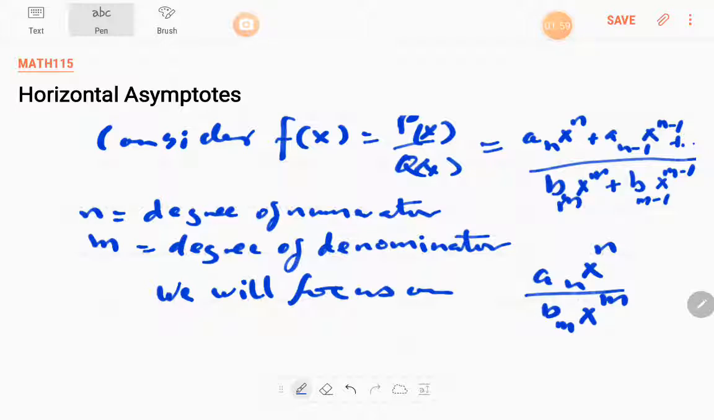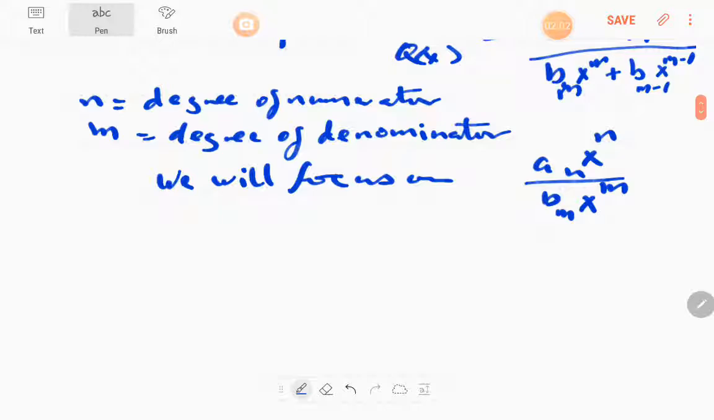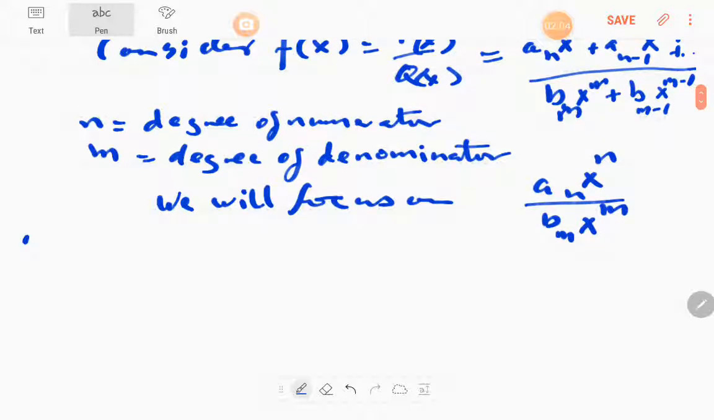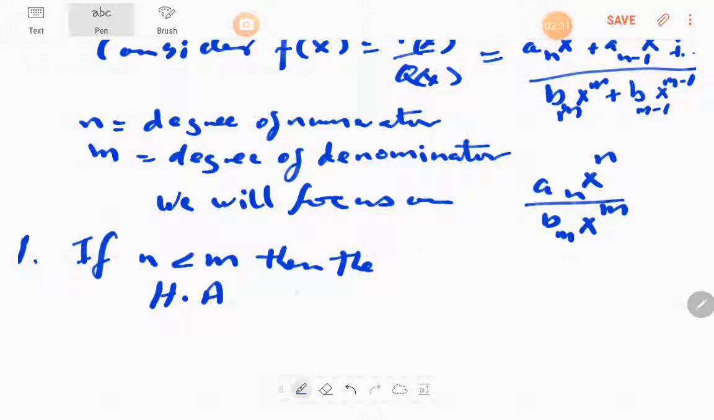So the first scenario or first case is if n is less than m. So here the degree of the denominator is larger than the degree of the numerator. Then the horizontal asymptote would just be y equal to 0.